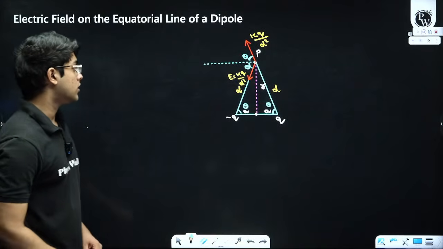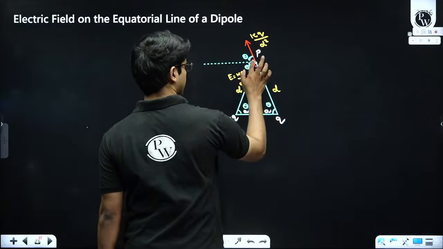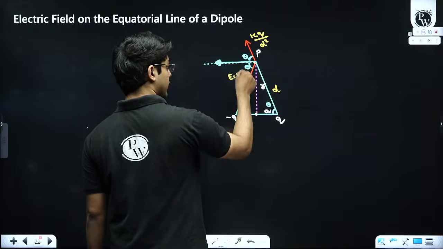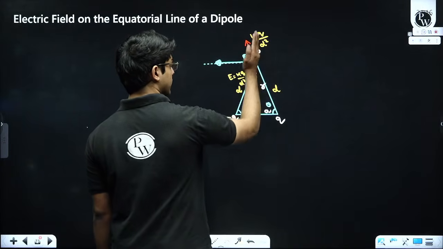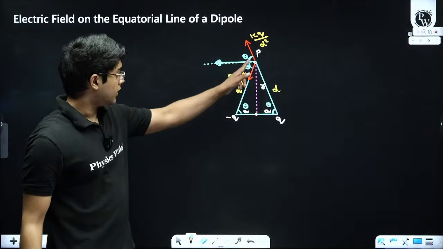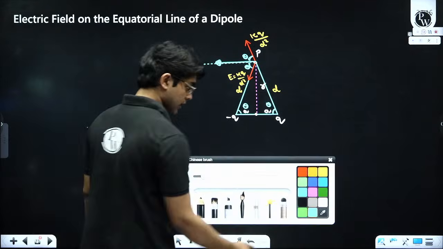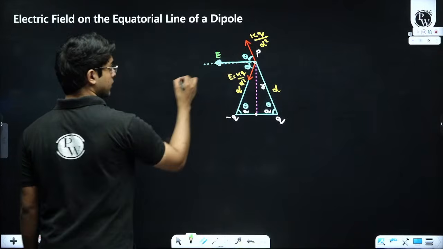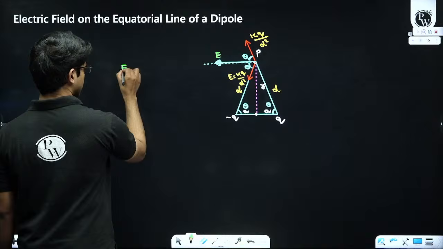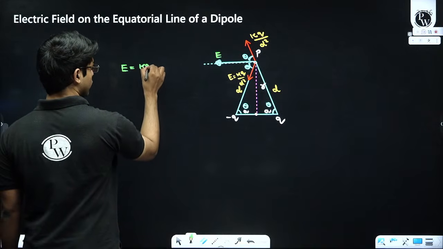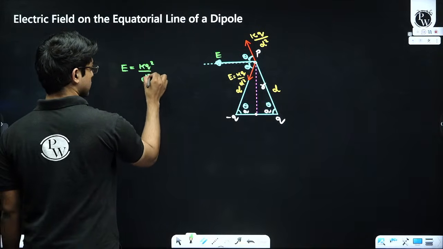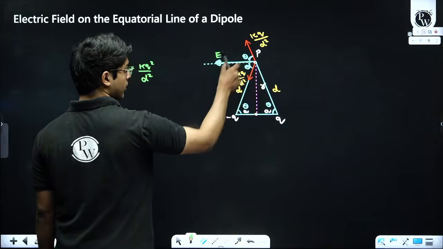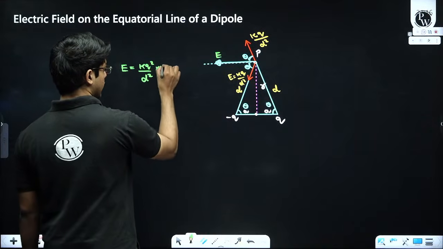Now it's clear that the net field will be in the left direction, right? Kq by d square, kq by d square, their sine theta components will cancel out. So only the left direction component is left. This will be the net electric field, and that will be kq by d square cos theta plus kq by d square cos theta. So this will be kq by d square into 2 cos theta.